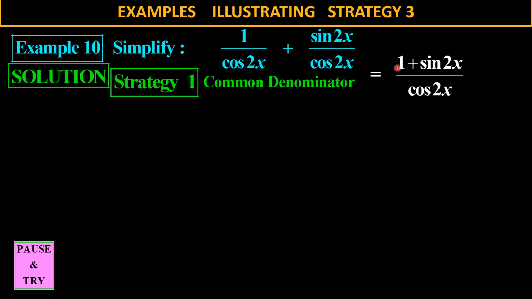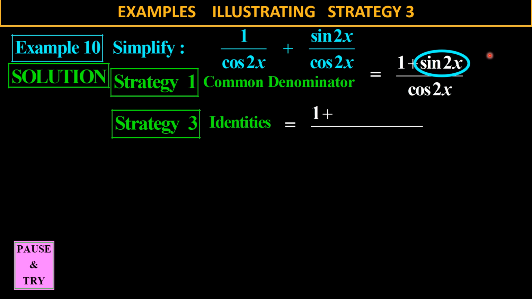Now, there's no like terms. I can't cancel at all, and I can't factorize either. So I have to use strategy 3, an identity. Identity for what? That's correct, there's a sine of 2x. I can write down the identity for sine of 2x, which is 2 sine x cos x. But for cos of 2x, there are 3 options.